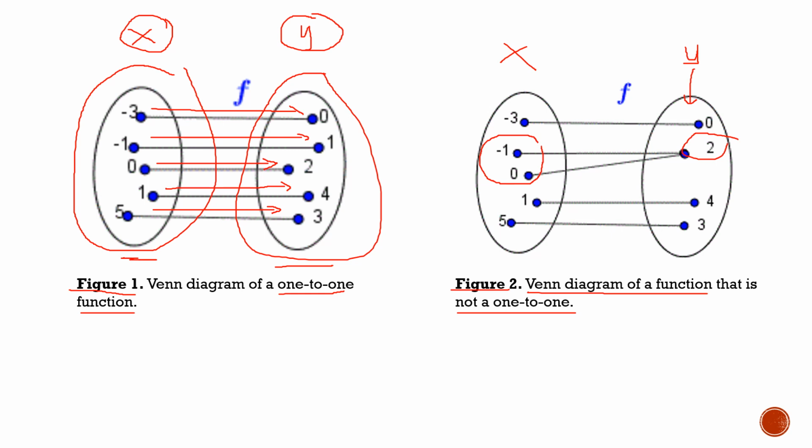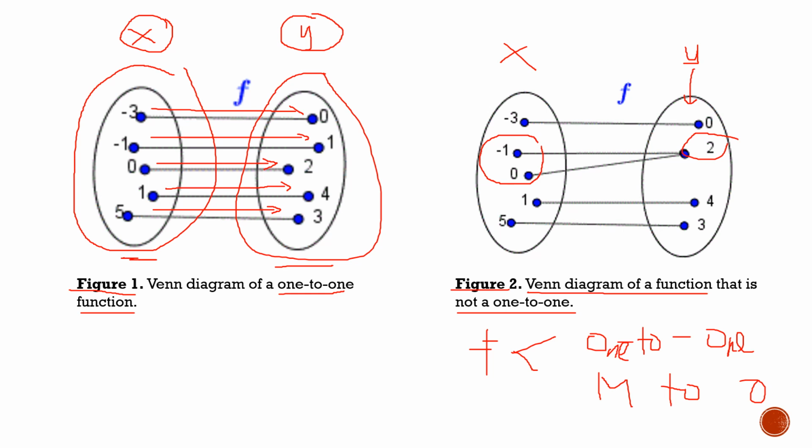So in this case, this Venn diagram is still a function because your function can be one-to-one, and it can be many-to-one. Your function can be one-to-one and many-to-one. So these -1, 0 and 2 represent a many-to-one. That's why, when we look at this Venn diagram, it is still a function, because there is no repetition of values in your x.